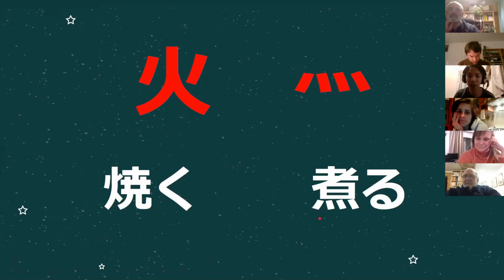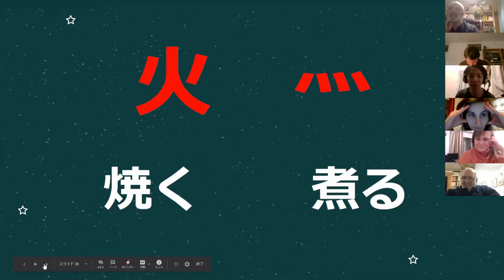And this is niru, to cook. When you look at the kanji, it looks like a pot, and underneath is a burning fire. So that's how you can use your imagination, combining the radicals and senses, and then you can guess its meaning.